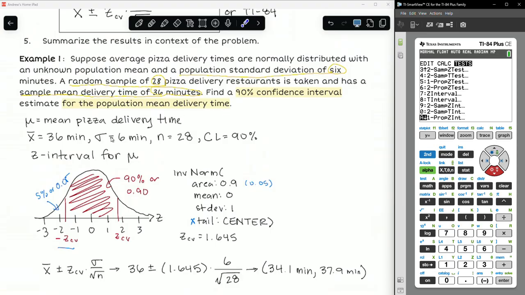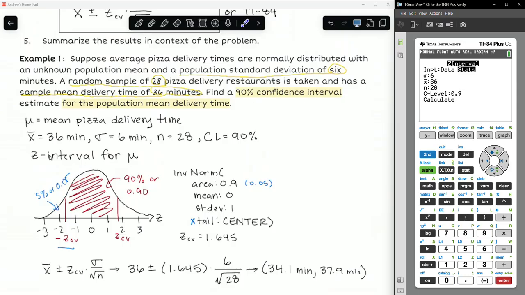We can see that we were given the population standard deviation and we're estimating a mean, so we know that's a z interval. So I'm going to go up to option 7 and press enter. And I want to go over to stats because they gave me my summary statistics. So my population standard deviation in this example was 6. My sample mean was 36. My sample size was 28, and my confidence level was 0.9.